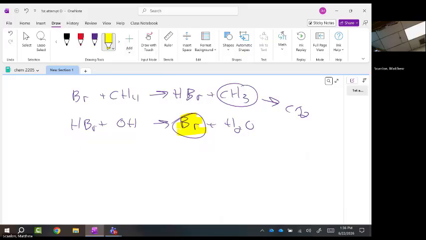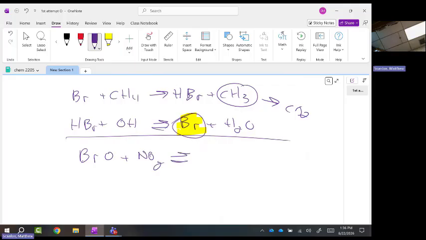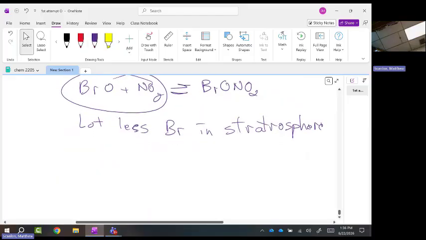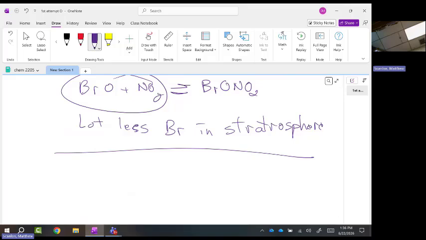And the BrO plus NO2 gives us, in equilibrium, BrONO2, but again, it favors this side. The thing that's happening is there's a lot less Br in the stratosphere in all its different forms. So even though bromine is better at destroying ozone, there's less of it, so it's not as important. The Cl is more important. That finishes up chapter 1, and we'll go on to chapter 2 next.